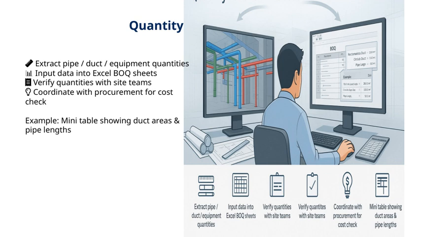After that, we coordinate with procurement to check the costs, making sure our estimates are realistic and within budget. To give you a quick example, I've included a mini table showing duct areas and pipe lengths. These types of details help us keep everything precise. Overall, this process ensures that our project stays on track, cost-effective, and well-coordinated across all teams.